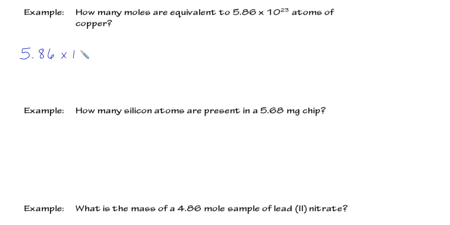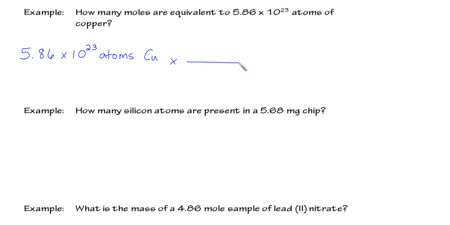5.86 times 10 to the 23rd atoms of copper. And again, I would put in the unit. Not only would I start with the numerical value that they're giving me, but what is that? Is it grams, meters, liters, atoms, molecules, moles? Oh, it's atoms of copper.